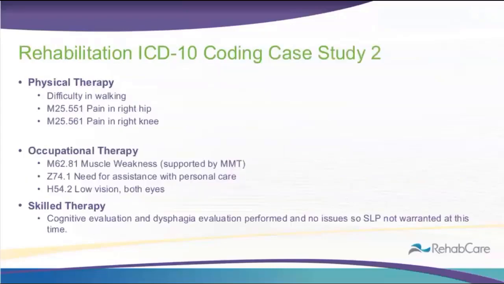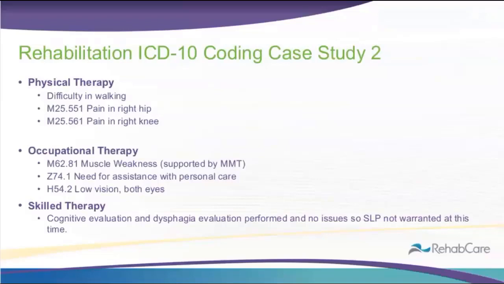So here's what rehab coded. Physical therapy did difficulty in walking, pain in the right hip and knee, because when they analyzed, he had pain in both the right hip and knee. OT did muscle weakness, which was supported by manual muscle testing.